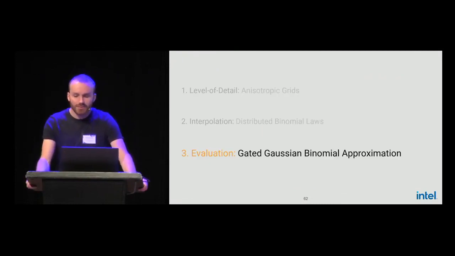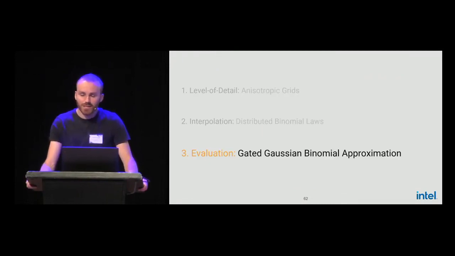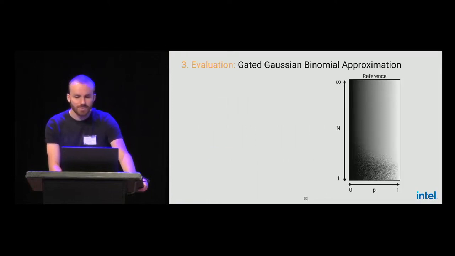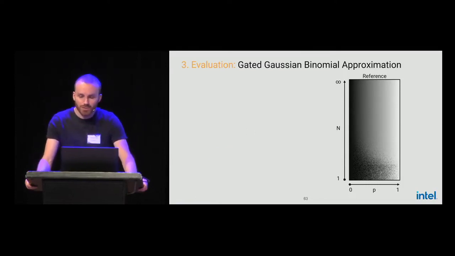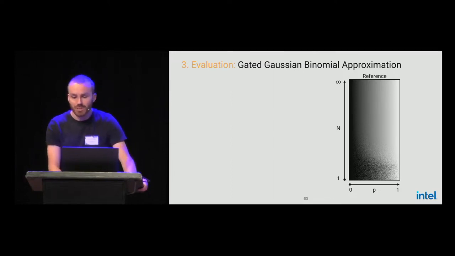And finally, the last fundamental building block is the evaluation of the binomials themselves. How do we sample a binomial distribution in practice? Here we see the reference. To sample it, we need to chain together n Bernoulli trials of probability p, and this, of course, becomes impossible to do in real time when n becomes large.